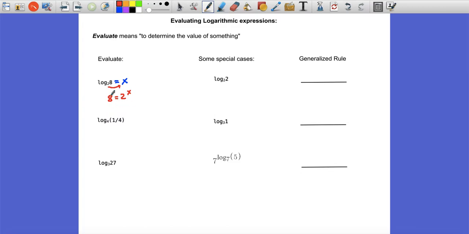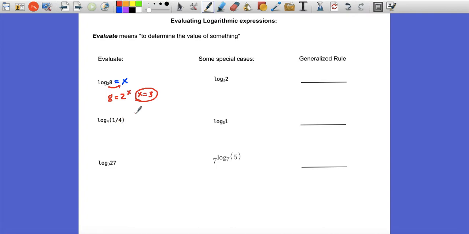Okay, now this is easier to think about. 2 to the what equals 8? Well, we know 2 times 2 times 2 is 8, because 2 times 2 is 4, times 2 one more time is 8. So we know x has to equal 3, because 2 to the 3rd power, if I multiply 2 by itself 3 times, equals 8. And there we go. All right, let's try some more of these.